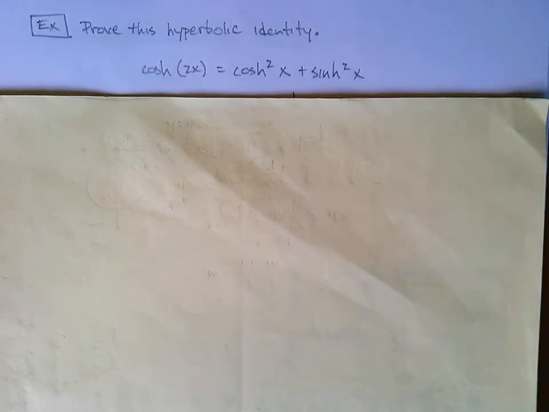How are we going to prove this? Actually, if you were traumatized by the trig proofs when you took trig, these aren't going to be nearly as challenging. It really boils down to algebra. Why is that? Because these are all defined in terms of e to the x or e to the negative x. So here's what we're going to do to prove this one.